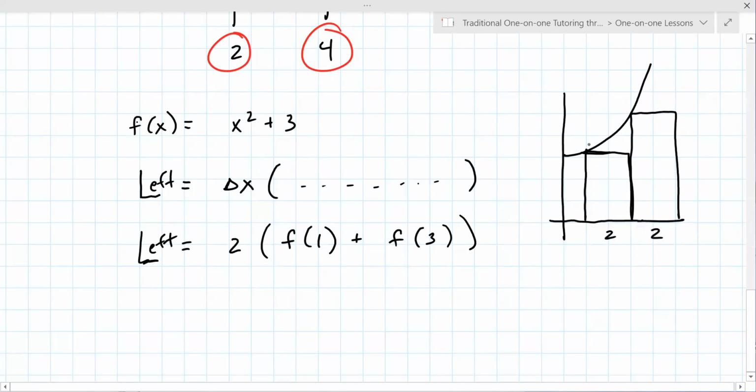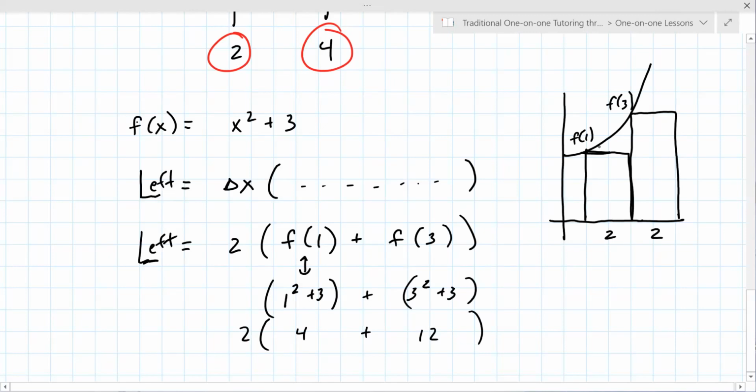And then the height here, this height is f of 1. This height is f of 3. So f of 1 literally means to put 1 back into this. It's 1 squared plus 3. That's this part right here, f of 1. Okay. And then this one is 3 squared plus 3, which is 12. So whatever, this is 4 and this is 12. So again, not to scale, but this is height 4 and this is height 12.